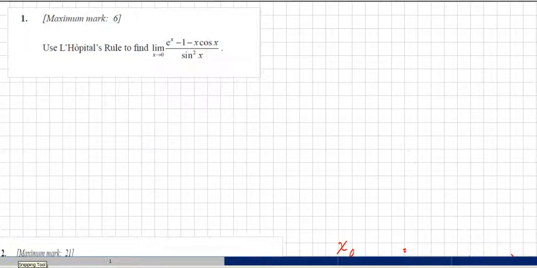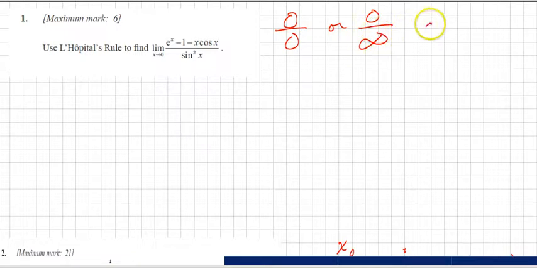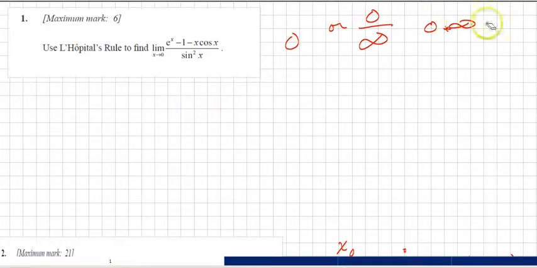Here are the work solutions for the 2012 option test. The first problem, use L'Hopital's rule to find that limit. Remember, L'Hopital's rule can be used in three situations: when you have a 0 over 0, or a 0 over infinity case, or 0 times infinity. All right, so let's see which type of case this particular example is.